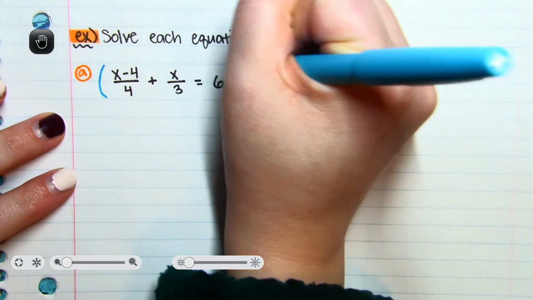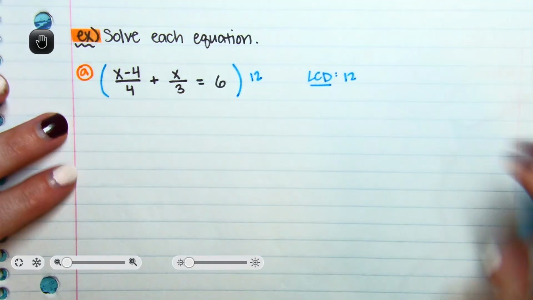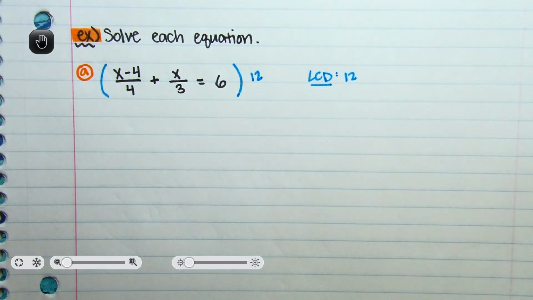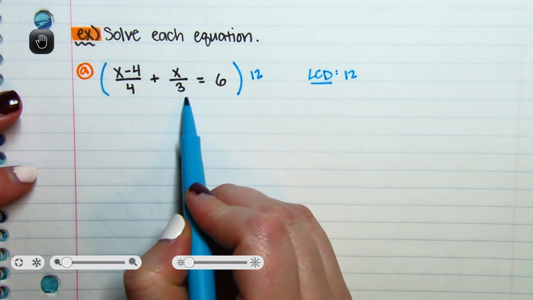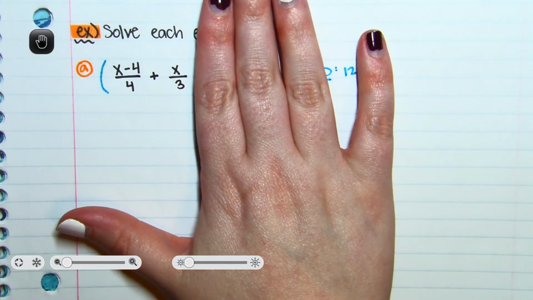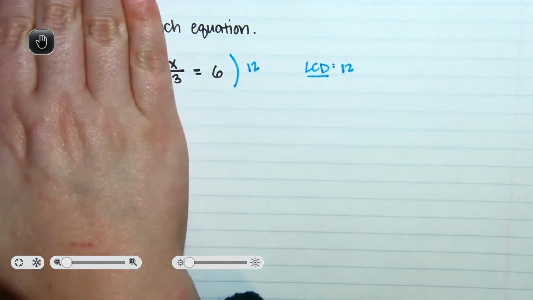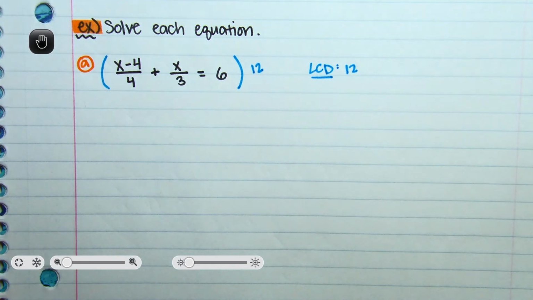Now you have an option here with however you personally prefer to write this. When you multiply both sides by 12, some people, myself included, I prefer to just write it as one big old fraction. Some people like to put another parentheses, so they put the left side in parentheses and multiply that by 12, and then they put the right side in parentheses and multiply that side by 12. It's just personal preference. I prefer to write it like this just because it's less writing, but it's totally up to you.